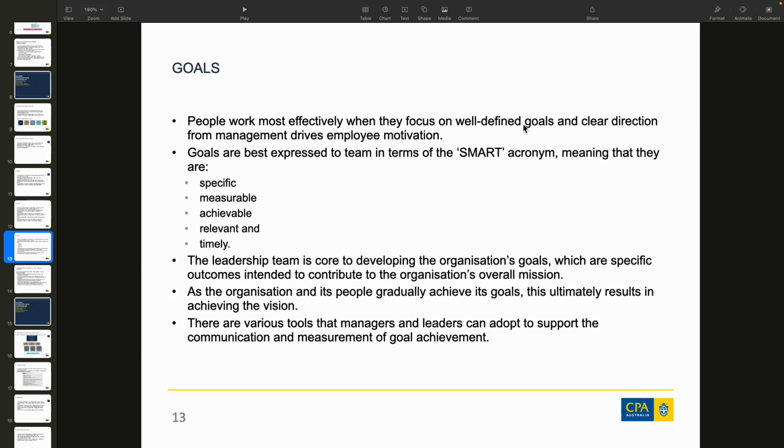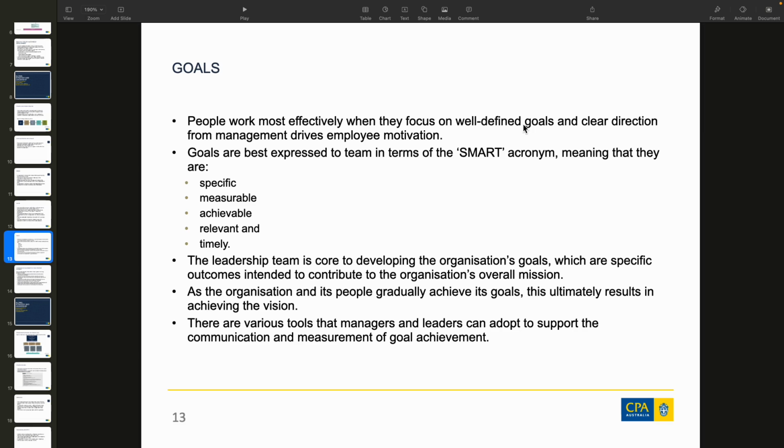Now, then you have the idea of goals. Okay, what are the goals? People work effectively when focusing on well-defined goals, and clear direction from management drives employee motivation. So you must be very focused on what you do. Goals are best expressed to teams in terms of the SMART acronym, meaning that they are specific, measurable, achievable, relevant, timely. SMART. So remember those words, right?